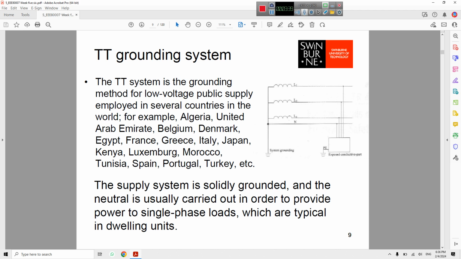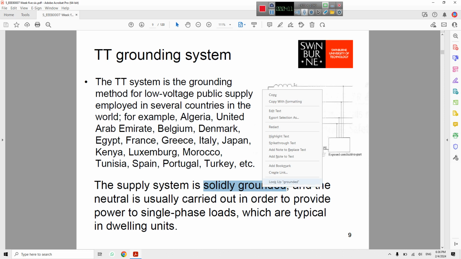In the TT grounding system, as you can see on the right hand side, you have to provide the local grounding as a user by yourself, and the electrical utility will provide you a ground. The system is used in many countries, as you can see listed here. The supply system is solidly grounded, very important, solidly grounded.